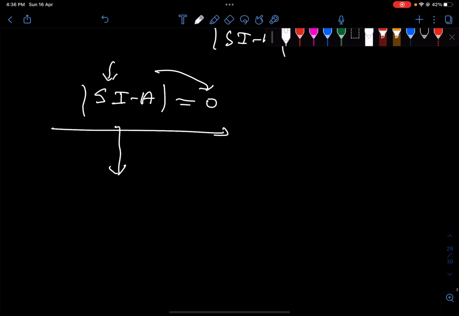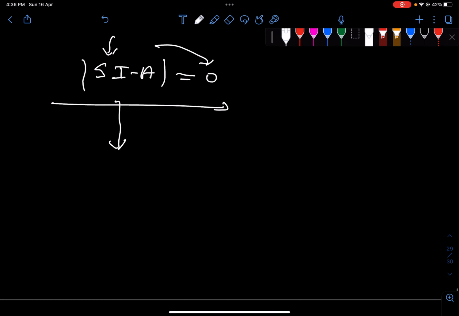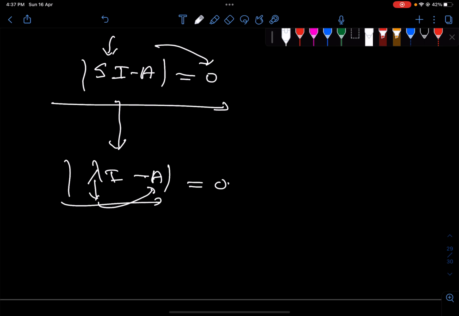We can compare this with eigenvectors and eigenvalues. So (lambda I minus A) times the vector equals 0. So this lambda is the eigenvalue of the A matrix, and this is not an eigenvector. So from here we will get the characteristic equation.